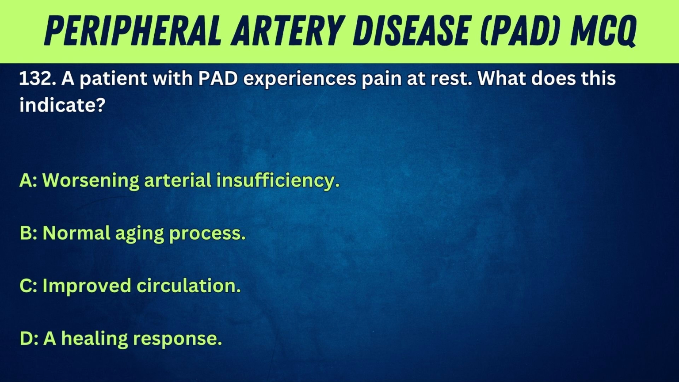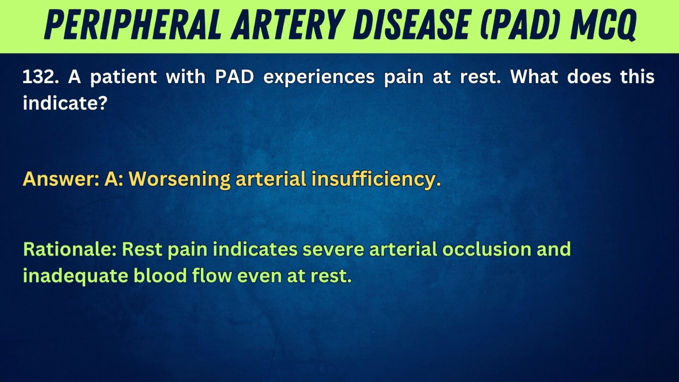132. A patient with PAD experiences pain at rest. What does this indicate? A. Worsening arterial insufficiency. B. Normal aging process. C. Improved circulation. D. A healing response. Answer. A. Worsening arterial insufficiency. Rationale. Rest pain indicates severe arterial occlusion and inadequate blood flow even at rest.